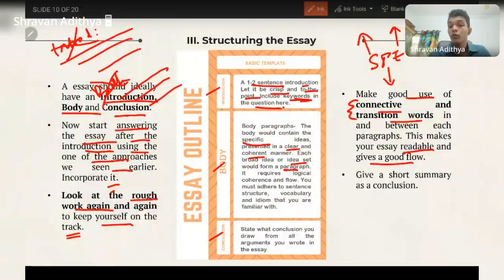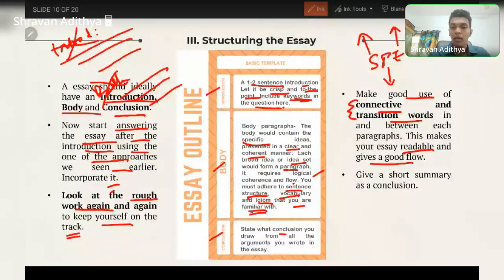You must adhere to the sentence structure, vocabulary, and idioms that you are familiar with. Do not try to form new sentences or complicated words in the exam. Use the things you have read so far, or the style that you are used to. Do not try anything new here in the body.